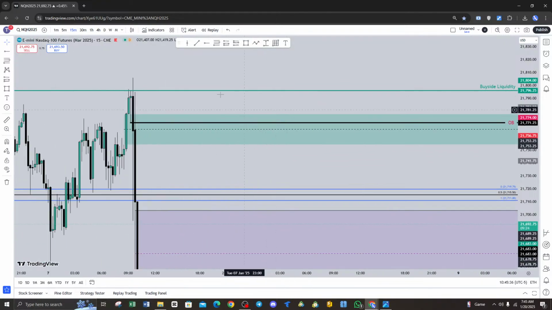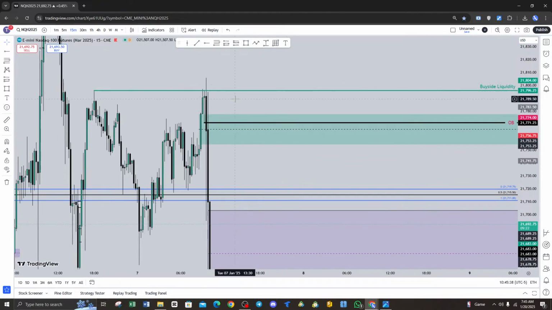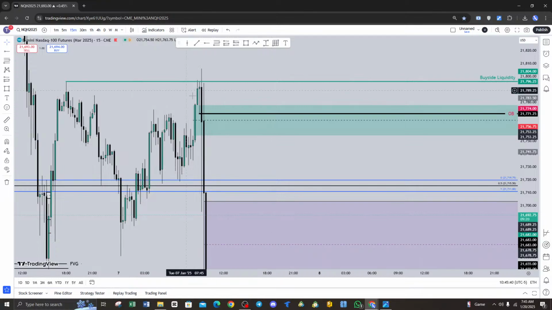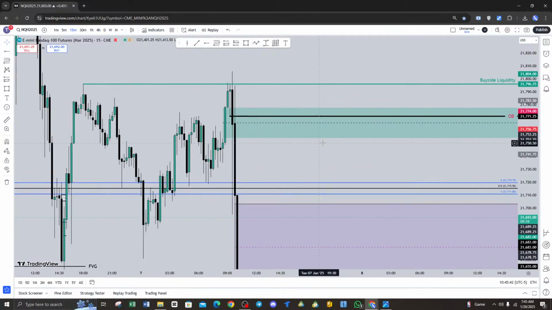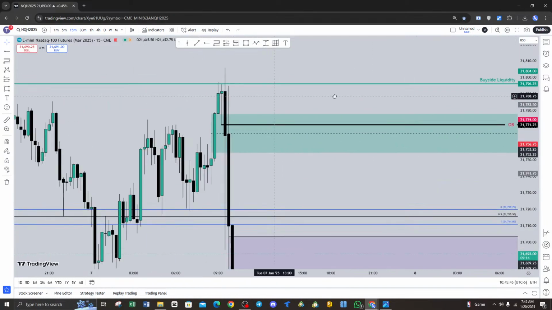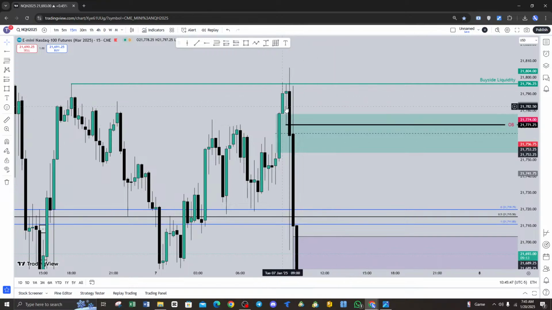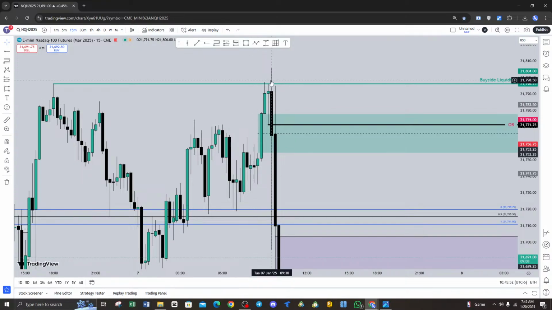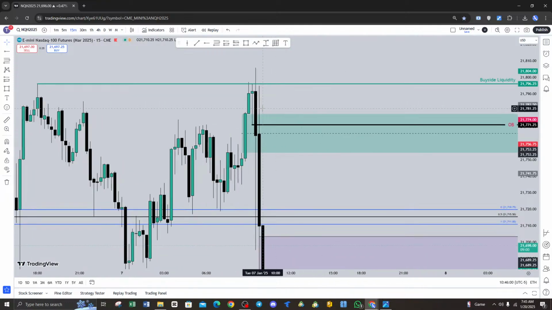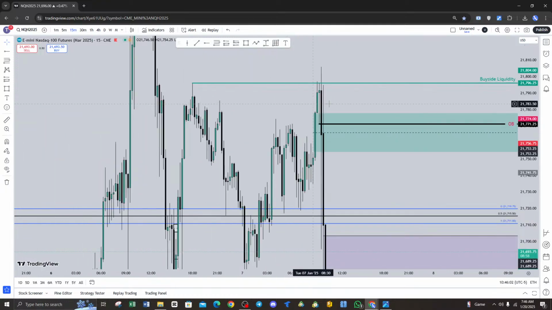As we can see, this is the buy side liquidity, this is a shallow run. Market simply came here, and by this candle, the very next candle has the displacement, so this is our order block. You can count this as the order block, but I'm counting this as the order block for accuracy.